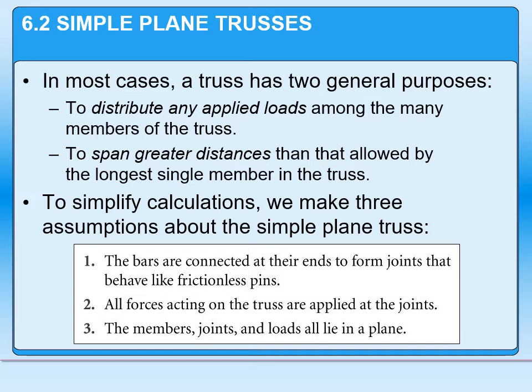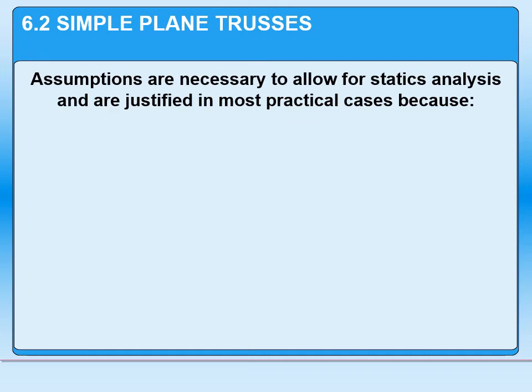We also assume that all the forces are acting at the joints, so that they're applied to the joints. This is required again for ease of analysis, but generally we have a number of joints in our truss, so there are a lot of different places we can apply them. Lastly, we assume that the entire truss, the members, the joints, and loads are all in a flat, two-dimensional plane. So let's talk a little bit about these assumptions.